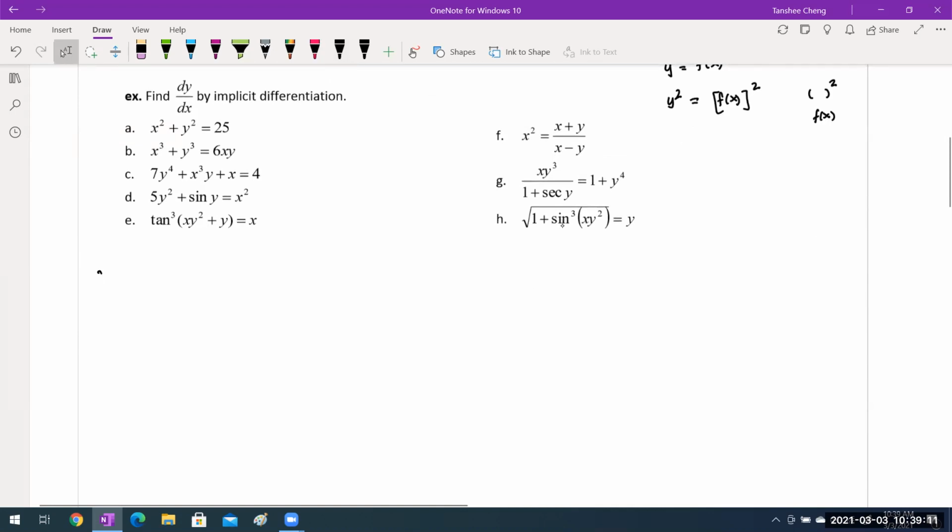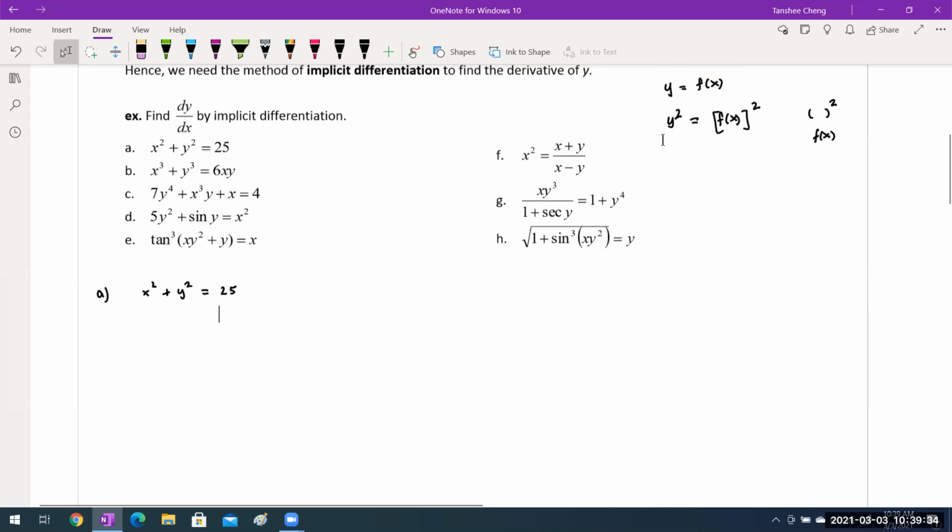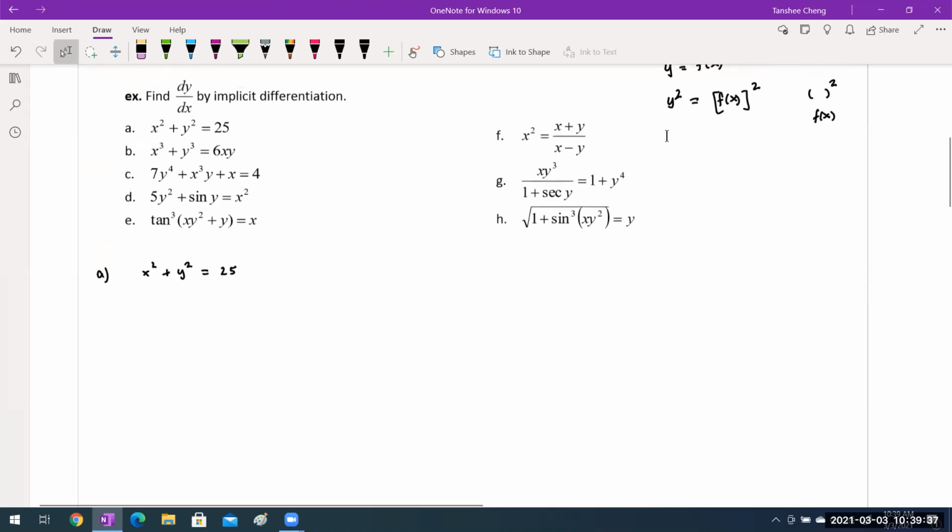Let's take a look at these examples. For part A, we have x squared plus y squared equals 25. When we ask you to find the derivative of y with respect to x, that basically tells us we are looking at y as a function of x. So we take derivatives on both sides of the equation, with respect to x.